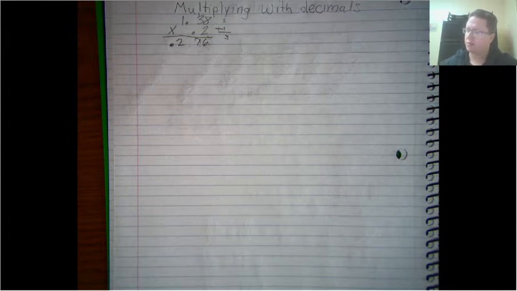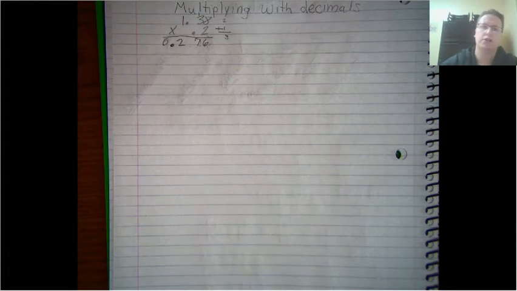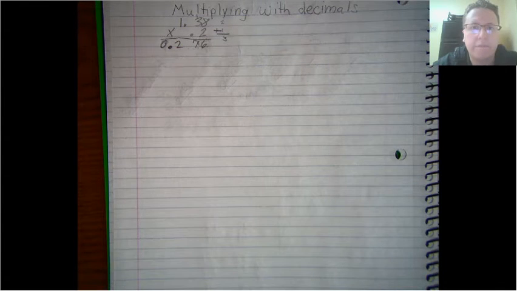Now, sometimes your teacher may want you to put that leading 0. You don't have to put that leading 0 unless you want to, just so you know. That should be 0. There you go. Just in case you couldn't read that already. Okay, so that's one example of how to multiply with decimals.